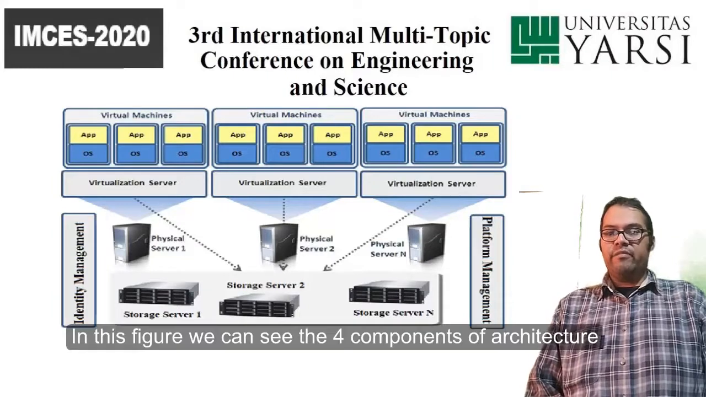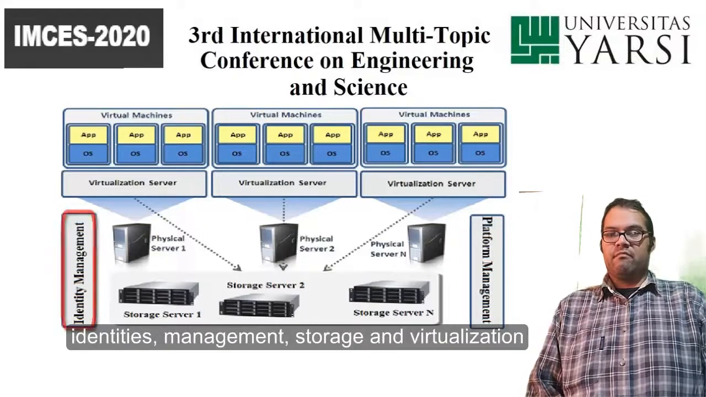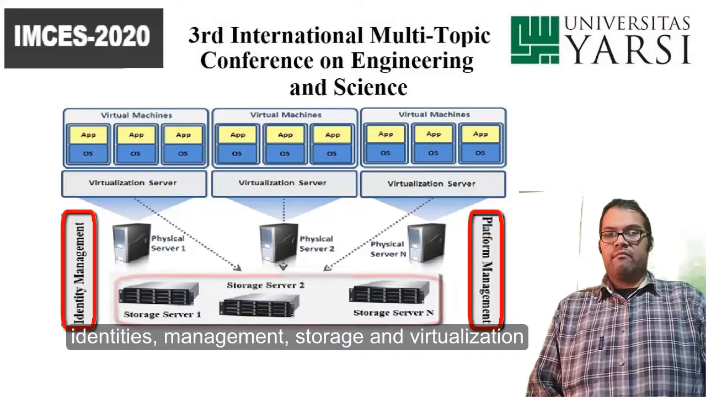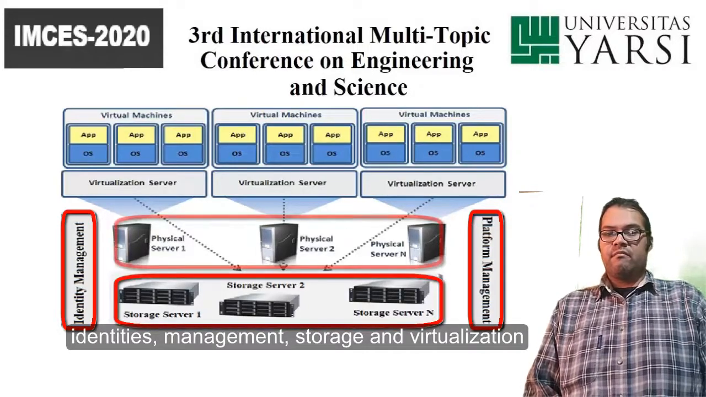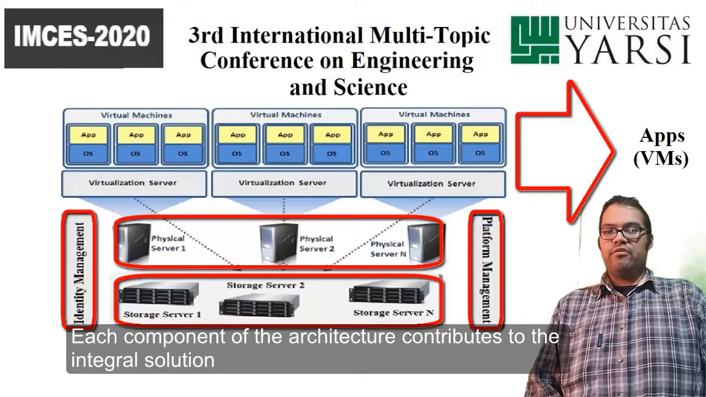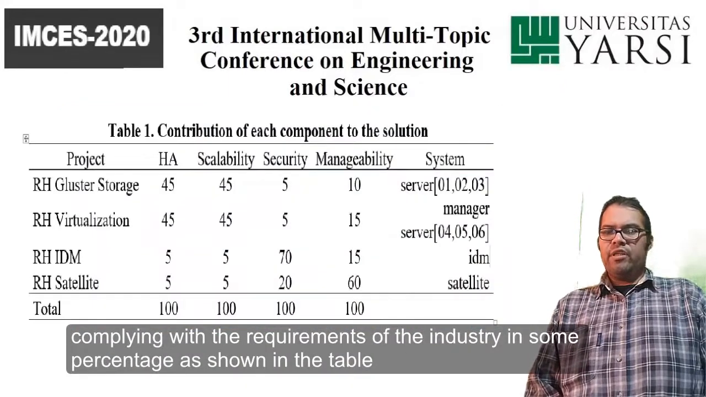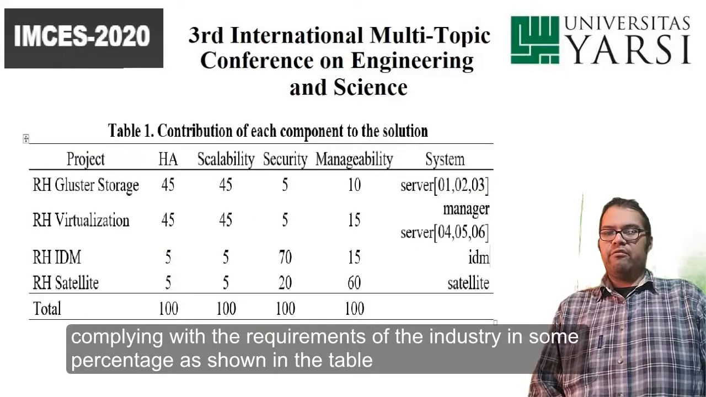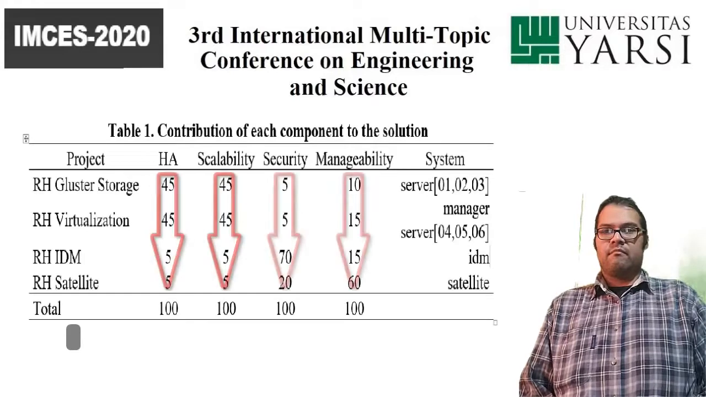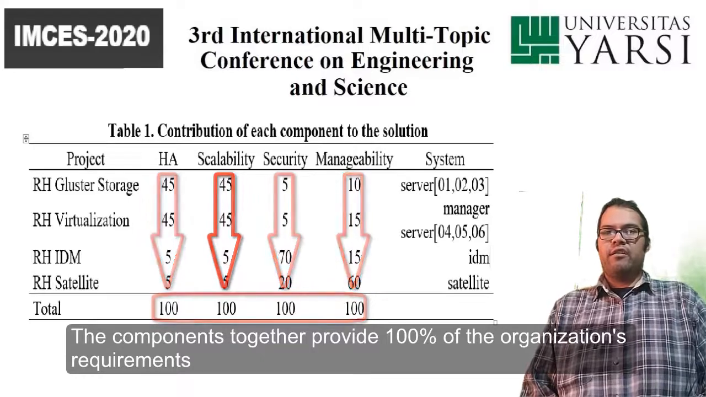In this figure, we can see the 4 components of the architecture: identities, management, storage, and virtualization. Each component of the architecture contributes to the integral solution, complying with the requirements of the industry in some percentage, as shown in the table. The components together provide 100% of the organization requirements.